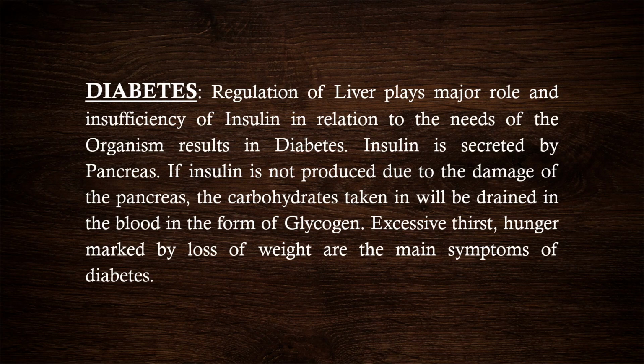Diabetes. Regulation of liver plays a major role, and insufficiency of insulin in relation to the needs of the organism results in diabetes. Insulin is secreted by pancreas. If insulin is not produced due to the damage of the pancreas, the carbohydrates taken in will be drained in the blood in the form of glycogen. Excessive thirst, hunger marked by loss of weight are the main symptoms of diabetes.